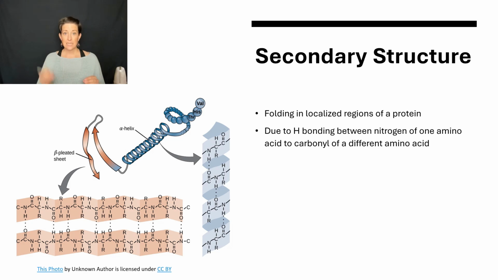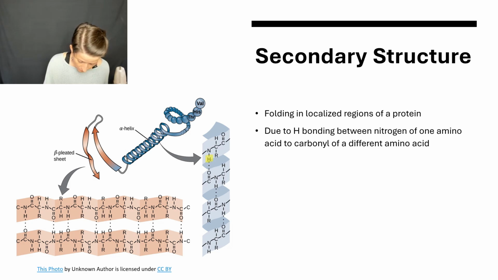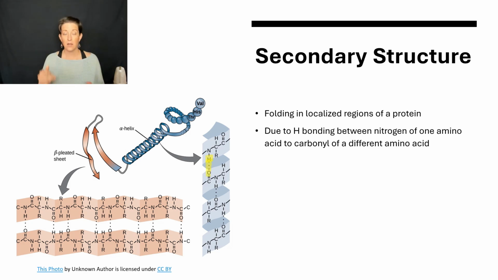How these folding sites occur is due to hydrogen bonding between the nitrogen of one amino acid to the carbonyl oxygen of another amino acid. These dots, so we have that hydrogen on that amino group, and we have those dots going to that oxygen on that carbonyl group. Remember, as long as nitrogen has a hydrogen on it, it can donate a hydrogen bond. The oxygen on the carbonyl has lone electron pairs, which means it can accept that hydrogen bond.